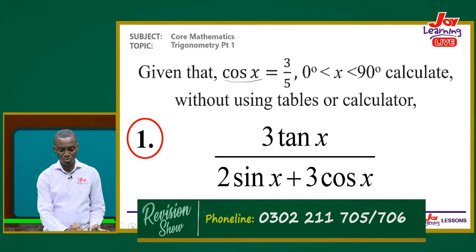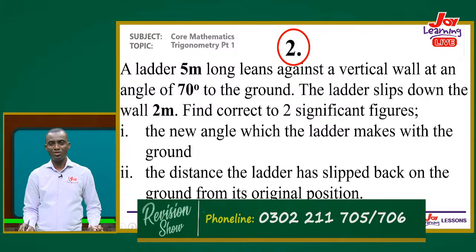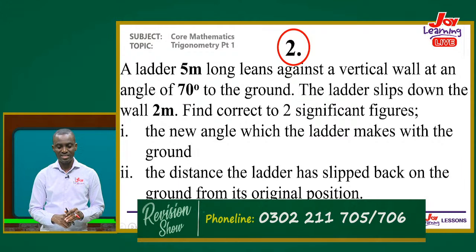Then question number two is a word problem. It says that a ladder 5 meters long leans against a vertical wall at an angle of 70 degrees to the ground. The ladder slips down the wall 2 meters. Find, to two significant figures, the new angle which the ladder makes with the ground, and the distance the ladder has slipped back on the ground from its original position.